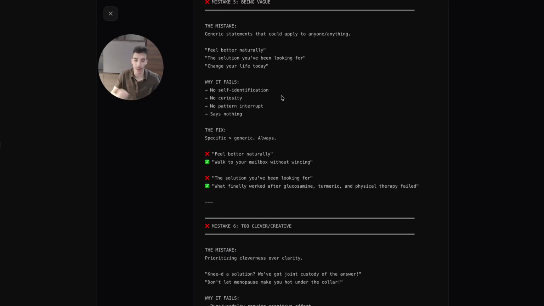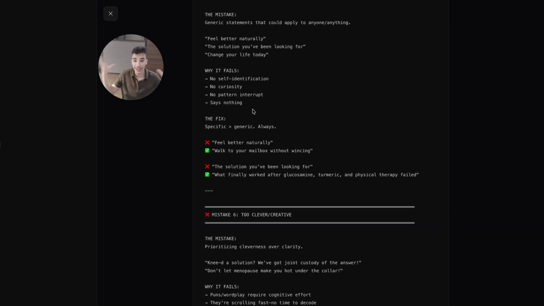It's also being vague. So what fails? No self-identification. There's no "this is about me," no qualifying. This is about you, about your problems, and it doesn't exist. No curiosity, no pattern interruption, and it says nothing. Just generic claims that can fit anything, and if it fits anything, it doesn't make your product or your promise or your story stand out. So the fix: specific is always better than generic.